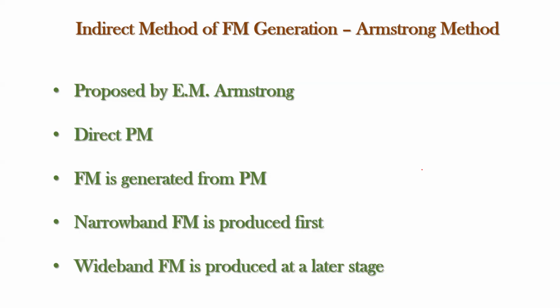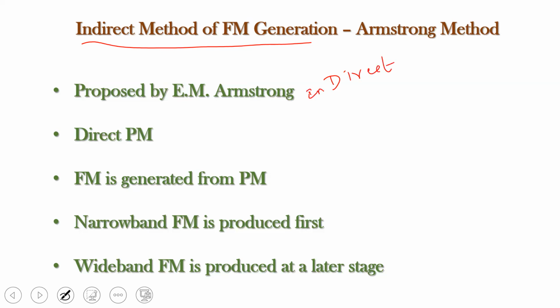Now, since this method is called as indirect method of FM generation, we can say that indirect method of FM, that is indirect FM, is also called as direct PM. Because as I said, whenever there is going to be some change in the phase, here we are going to change the phase directly. So whenever there is going to be some change in phase, indirectly, the frequency of the signal is also going to be changed. So this method is also called direct PM.